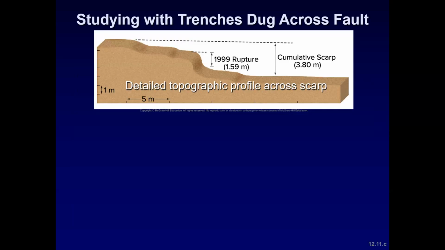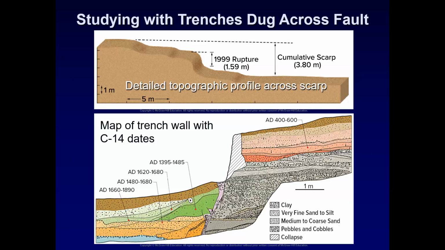And more on trenches dug across a fault. This is an example from the Anatolian fault system. There was a large earthquake on this system in 1999, 7.4 magnitude. It led to a study to see how much and how often the fault had moved in the past.